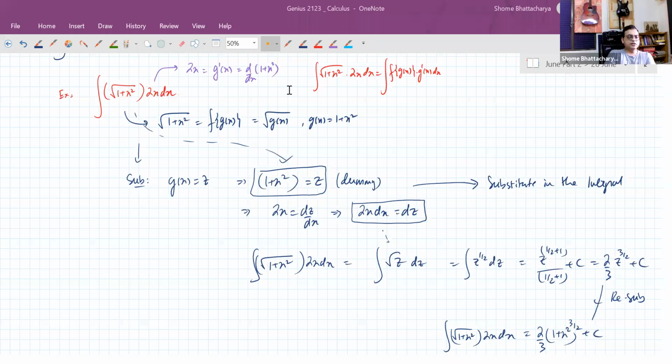So after the dummy variable step, that 1 plus x square is z, the next step is we've just differentiated both sides of the equation. The differentiation of the left hand side, 1 plus x square, is equal to the differentiation of the right hand side, which is dz by dx.